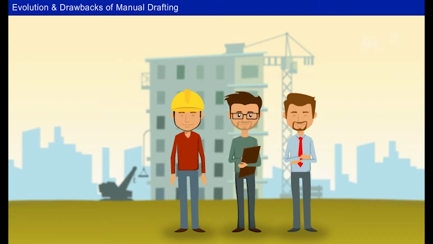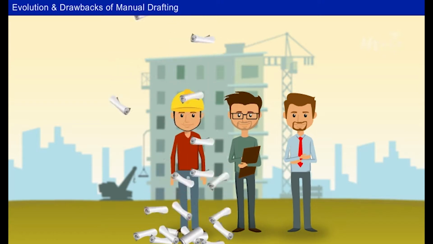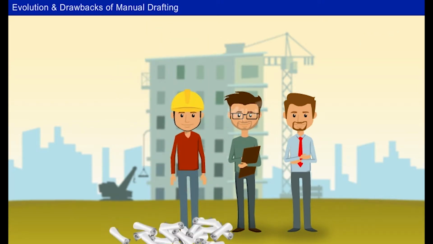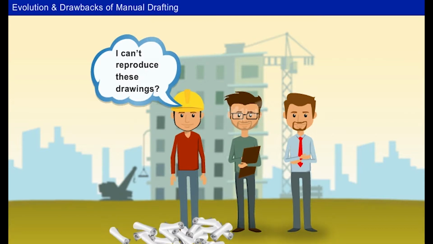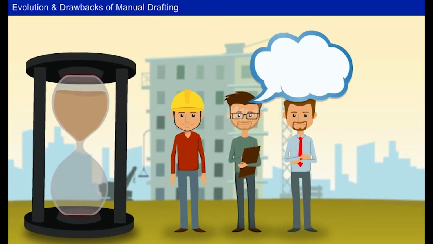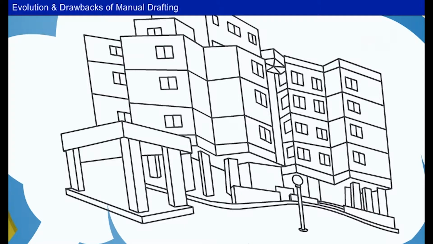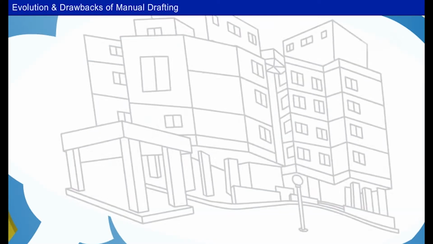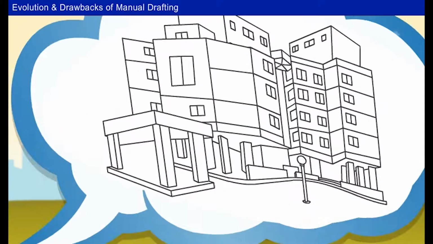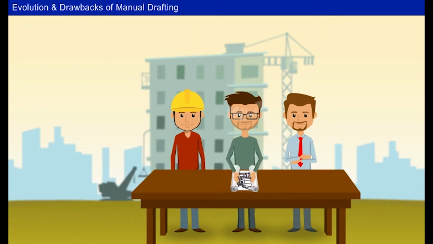Once the drawings were completed, it became difficult to store these paper drawings. They also couldn't reproduce those paper drawings. They consumed more time for creating those drawings, and it was also difficult to modify certain minor errors. For example, if we need to make a minor change in the design, the entire drawing has to be drawn from the initial stage. It was highly complex for the architects and the engineers to review the manual drawings one by one.